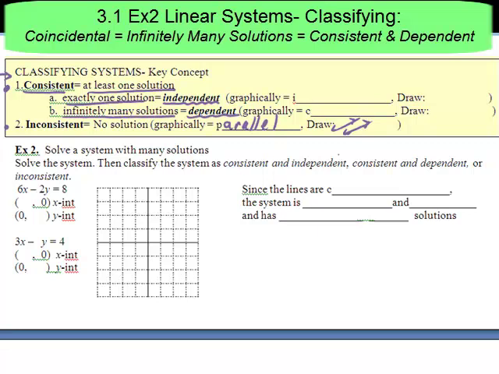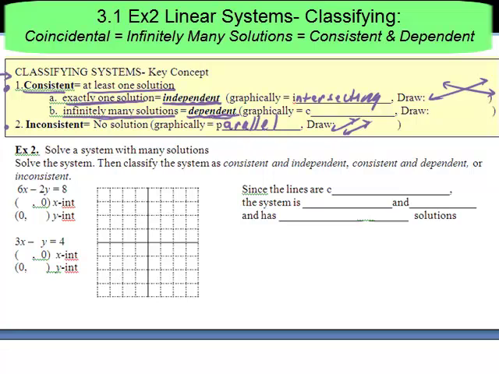So if you have exactly one solution, it's an independent system. Graphically, what kind of lines do you have? Excellent, it's intersecting. So you can just draw a couple lines that intersect there. And they don't have to intersect at a 90-degree angle, all right? They could. All right, if you have infinitely many solutions, it's a dependent system.